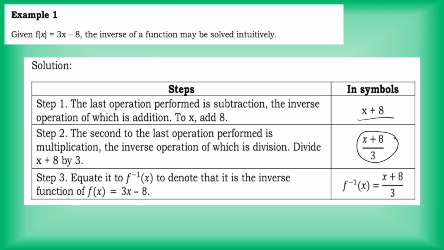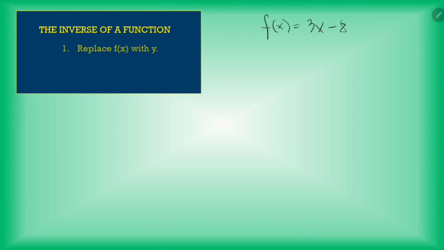By intuition. Pero of course, medyo mahirap siya kasi wala siyang definite process. Kaya, bibigyan ko kayo ngayon ng process na pwede nyong masunod without solving it intuitively. The given function earlier was f of x is equal to 3x minus 8. To get the inverse of a function, una, you have to replace f of x with y. So, si f of x daw, gagawin lang natin siyang y. And then, we write the function. So, we now have y equals 3x minus 8.